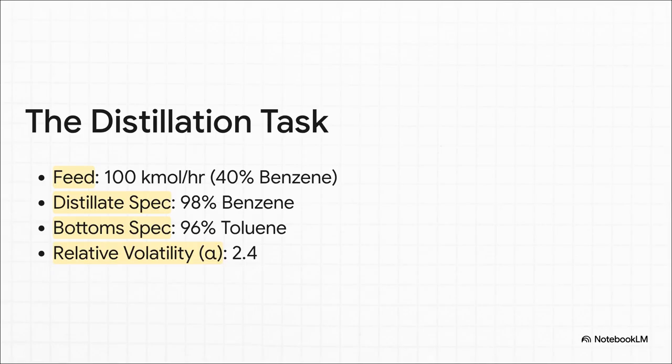So here's our task. We need to separate a feed of 100 kmols per hour of a benzene and toluene mixture. Our goal is to get a distillate product that is 98% pure benzene and a bottoms product that is 96% pure toluene. And here's the key piece of data. The relative volatility, alpha, is 2.4. Since that is significantly bigger than 1, we already know this is a very feasible separation.